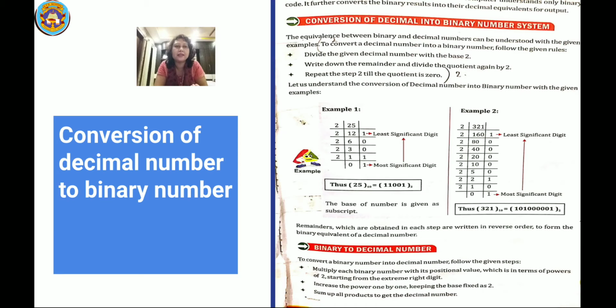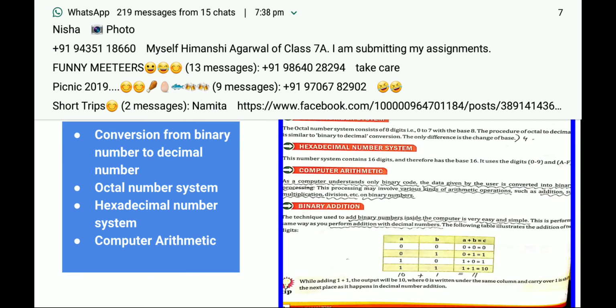Then next we have how to convert a binary to a decimal number. In the same way, we multiply each binary digit with its positional value, which is in terms of powers of 2, starting from the extreme right digit. We increase the power one by one, keeping the base fixed as 2, and then at last we sum up all the products to get the desired number, as we have done with the help of example 2. You can see how we have done it.